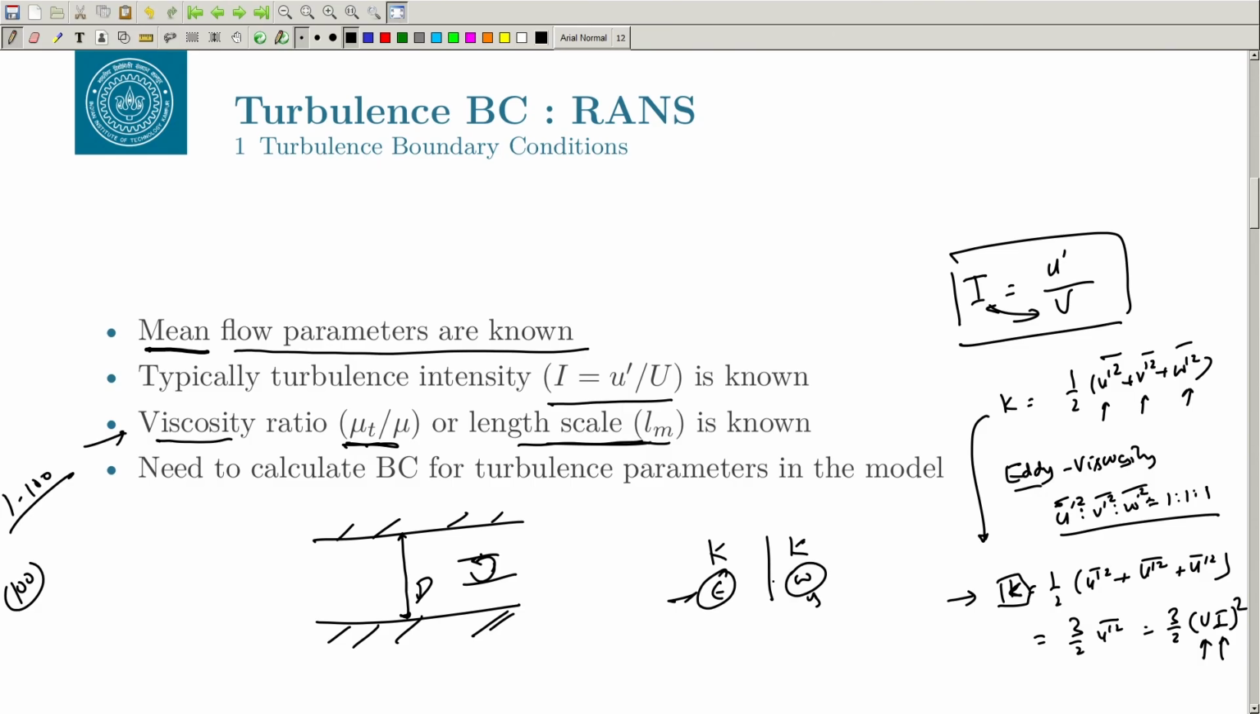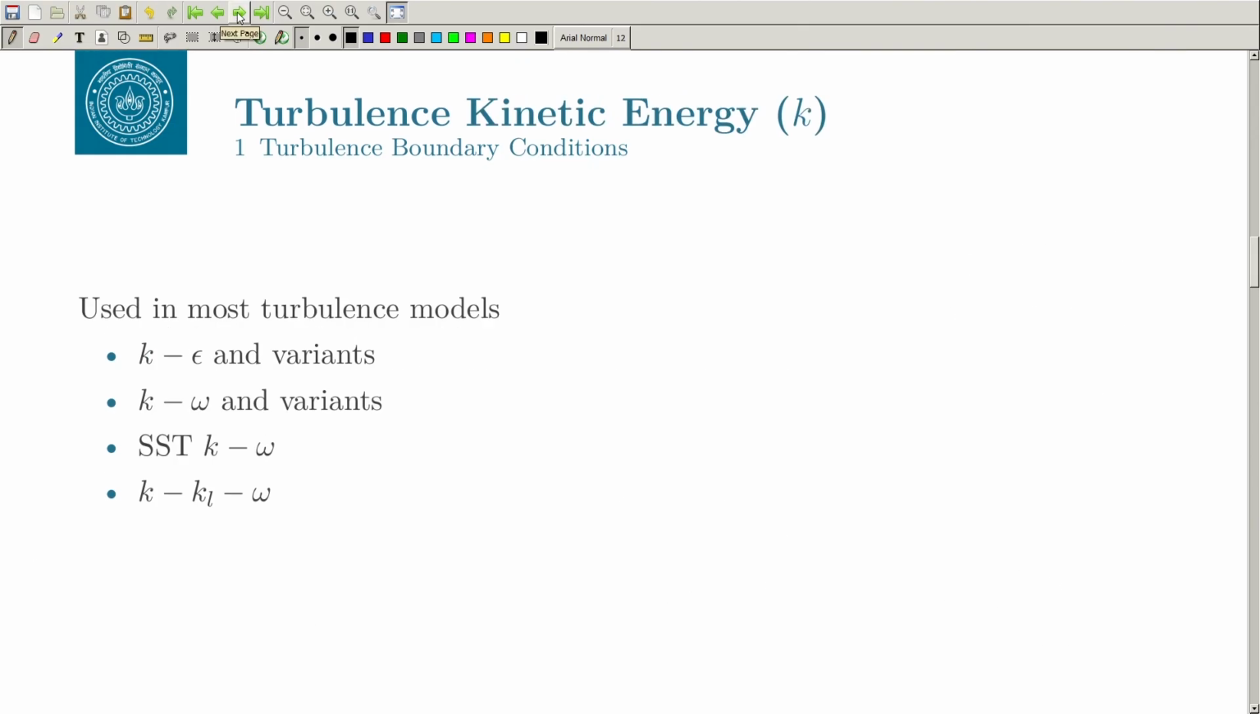Okay. So, we need to basically get boundary conditions for the turbulent parameters using this information. These are used in most of the turbulence models. Here I am sticking to the eddy viscosity model. The RSTM model may require information about the different stresses, the boundary conditions for the different stresses themselves, which we will not discuss in today's class.